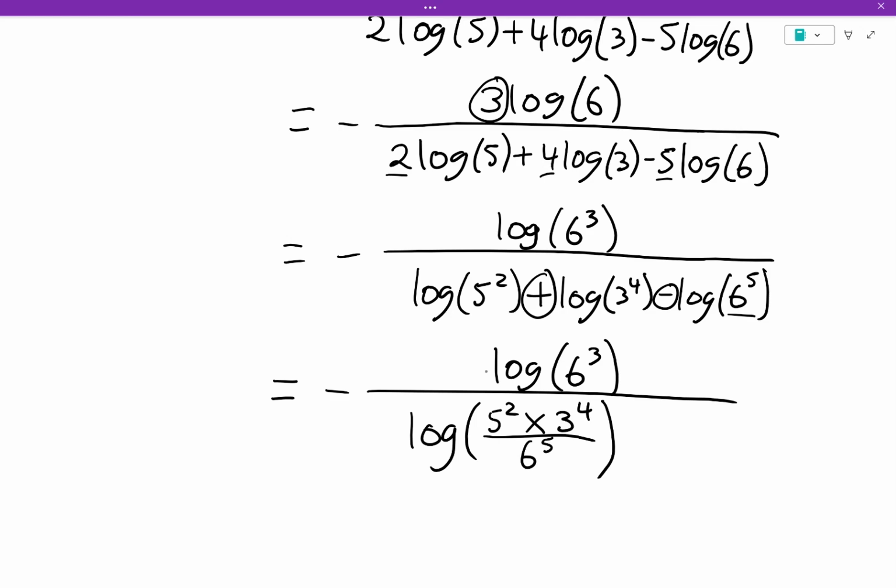Once again, you cannot just cross out the log. Okay, that does not work because log on its own does not hold any value. Okay, it's not a common factor of the numerator and denominator.